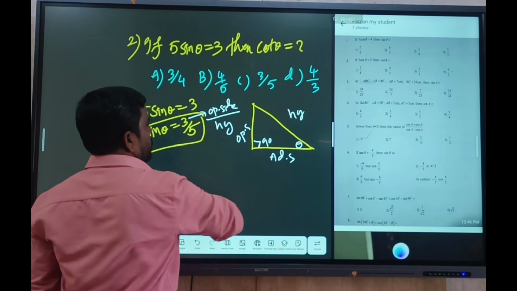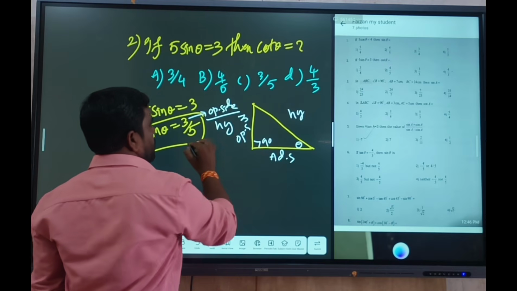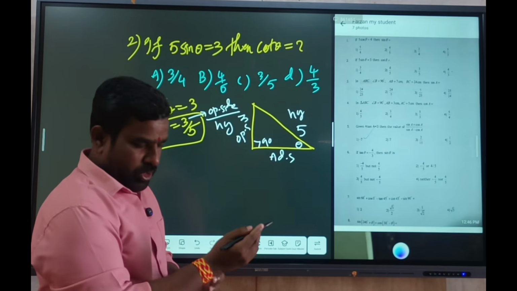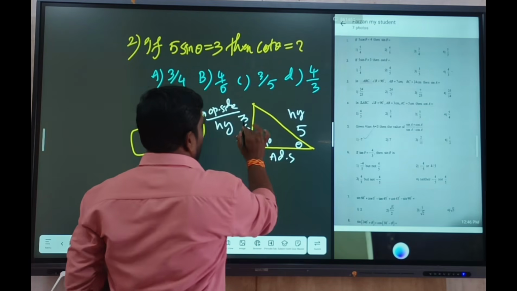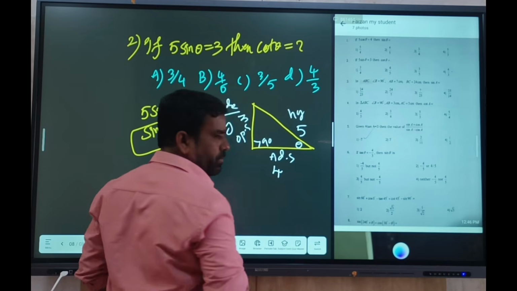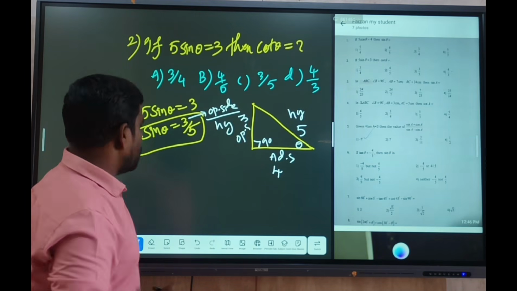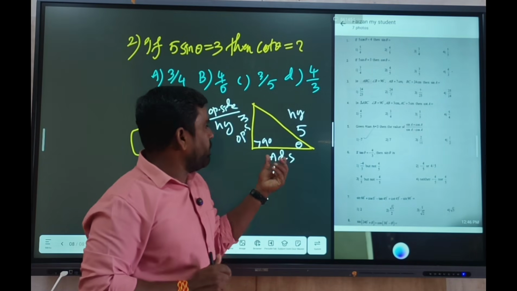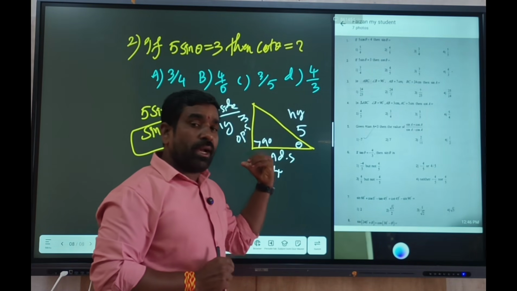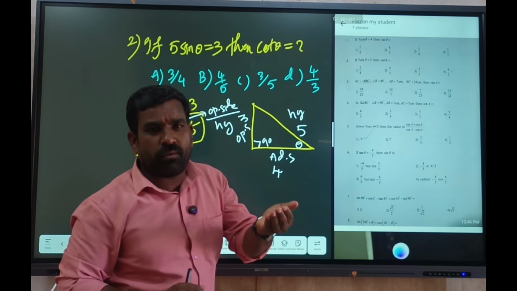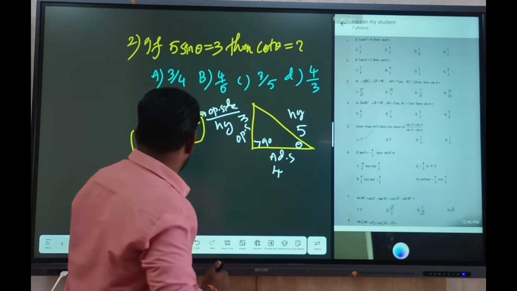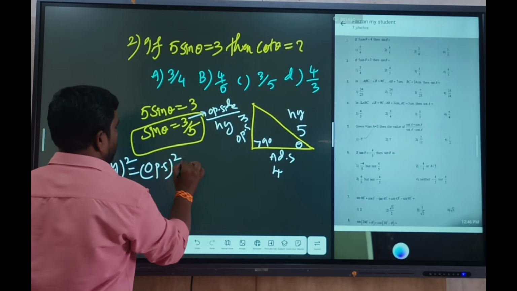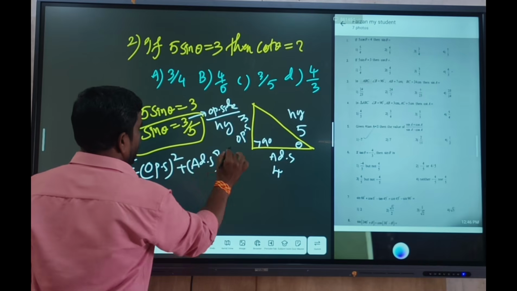Look here, the opposite side is how much? It is 3. The hypotenuse is 5. Already 3, 5; the remaining Pythagorean triplet number is 4. Pythagorean triplets are very very important. How to use the Pythagorean formula? In a right triangle, if any two sides are given, to find the third side we use the Pythagoras theorem. Hypotenuse square is equal to opposite side square plus adjacent side square. This is the Pythagoras formula.